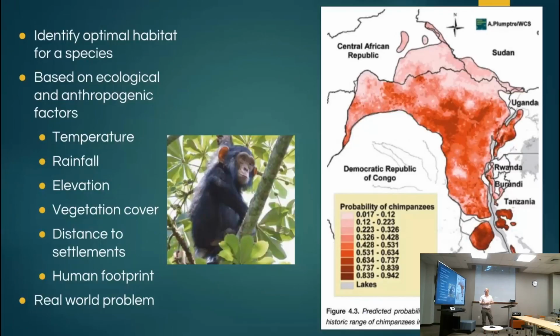Now, what we've done in the past and what we're still doing is something called a habitat suitability model. And my background is conservation. I worked for 7 years for the Wildlife Conservation Society. And this was a very common problem that conservation organizations around the world tried to address. And the idea here in this example is we want to figure out the best places in Africa for eastern chimpanzees.